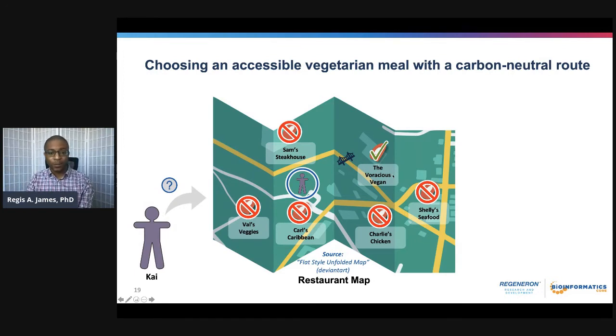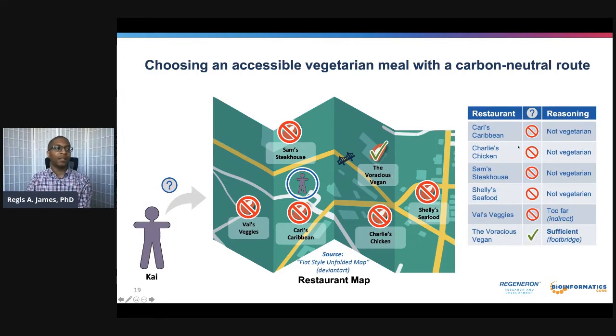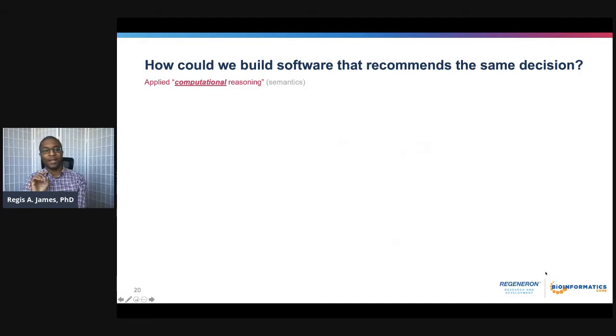So Kai would end up going with the voracious vegan. And you can see that this is what Kai would have generated manually. So this is human reasoning. Now, how could we build software that does the same exact thing? So this is where we would apply computational reasoning, also called semantics.